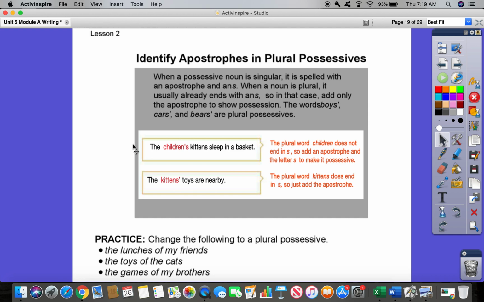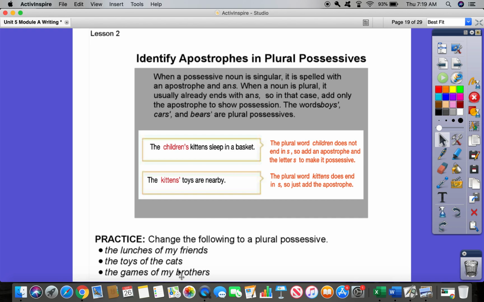Okay, this first example. The children's kittens sleep in a basket. The plural word children does not end in S, so add an apostrophe and the letter S to make it possessive. The kittens' toys are nearby. The plural word kittens does end in S, so just add the apostrophe.